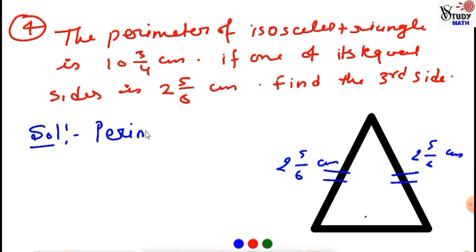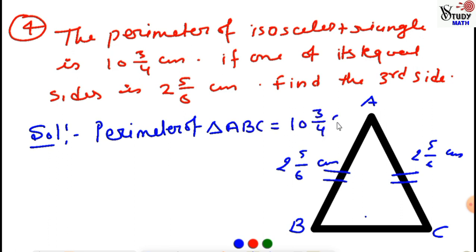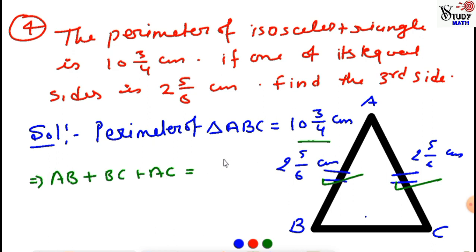Let the vertices of this triangle be A, B and C. The perimeter of triangle ABC is given here as 10 and 3 by 4 centimeter. Now, what is the definition of perimeter? The sum of all sides: AB plus BC plus AC. Here AB and AC are equal sides. Now open this mixed fraction, so we have 43 by 4 centimeter.